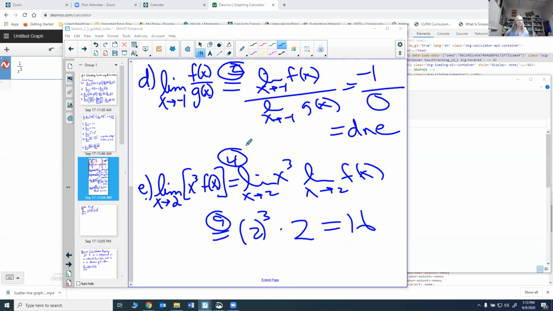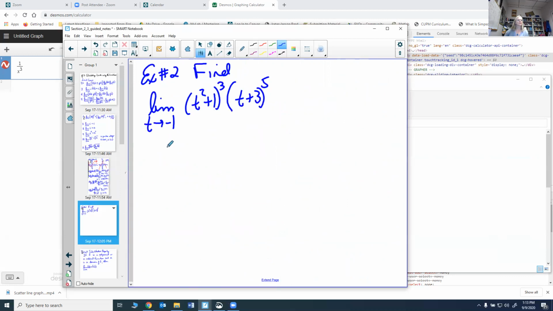All right, so that's where we can use graphs to kind of figure out what it is. Now let's do another one where we're actually going to just use the limit laws to find out what this is. Noticing again, I've got a product. So I'm going to use limit law number 4, which says I can do the limit of the first and then do the limit of the second.